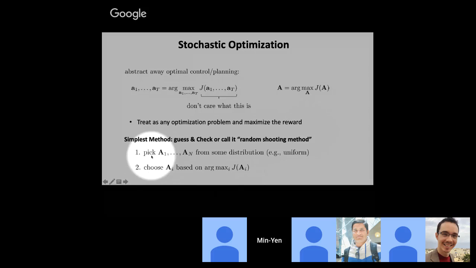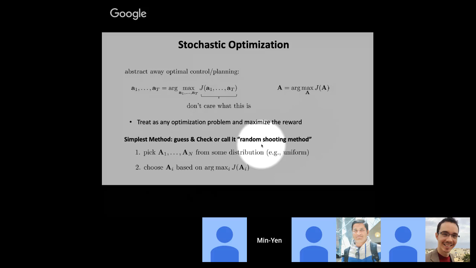What you do is you just pick A1 to AN from some distribution, maybe uniform, and then you just solve this and choose the best. He said that surprisingly, a lot of the time it works, and I believe him. After I try it out, I will come back and challenge him. But I cannot be challenging him at this moment.